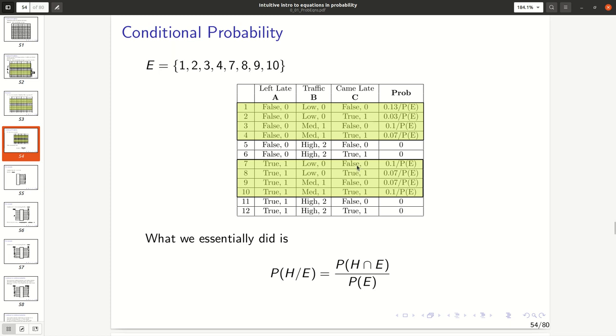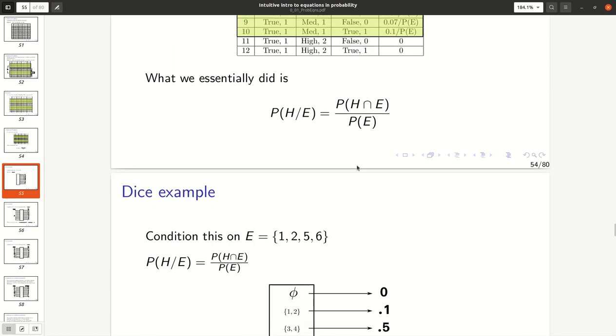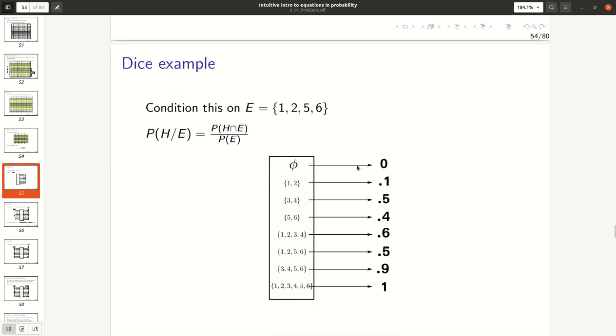Let's try to get some more insight into this using a dice example. So consider throwing of a dice. Outcome omega is 1, 2, 3, 4, 5, 6. Let the probability be distributed among the subsets of omega as follows. This is what we derived earlier in one of the earlier videos.